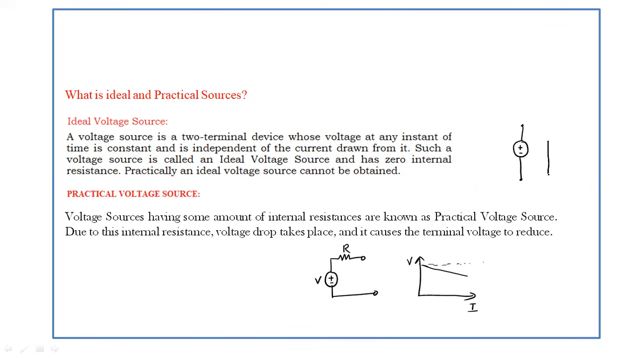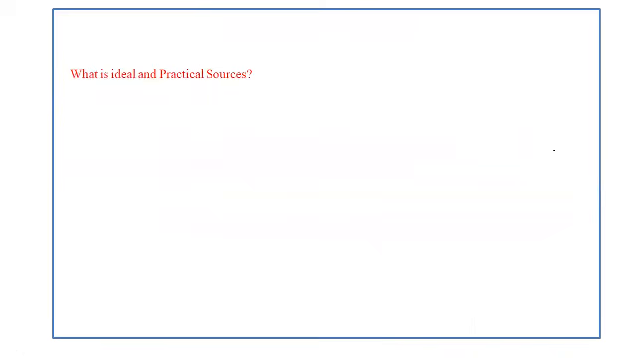Here it is the current versus voltage. For the ideal source, the voltage is constant irrespective of the change in the current. But here, if you change the current continuously, there is a slight drop of the voltage because of this resistance. That's why it is called a practical voltage source. In the practical voltage source, there is a drop of the voltage. In the ideal voltage source, there is no drop.